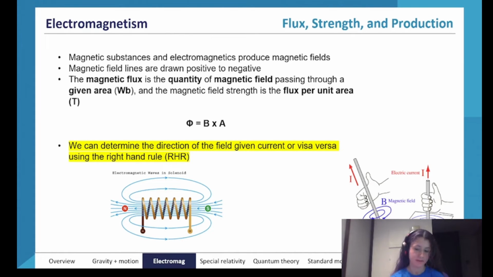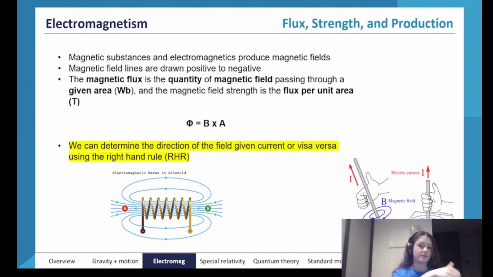instead of the magnetic field as they were with the current carrying wire. So our fingers are going to represent the current in the wire, and then our thumb is going to represent the direction of the magnetic field. So our thumb is going to be pointing towards north. So in this example here, our thumb is going to be pointing to the left because that's the direction of north, and because of that, we can tell the direction of the current.